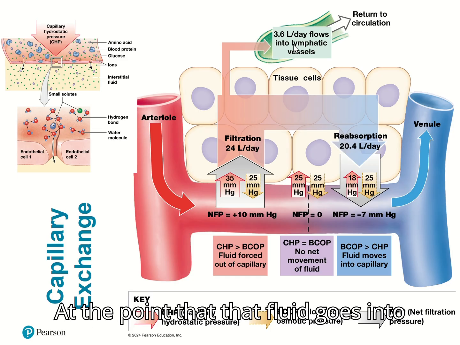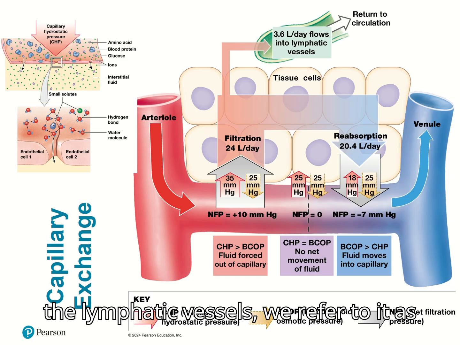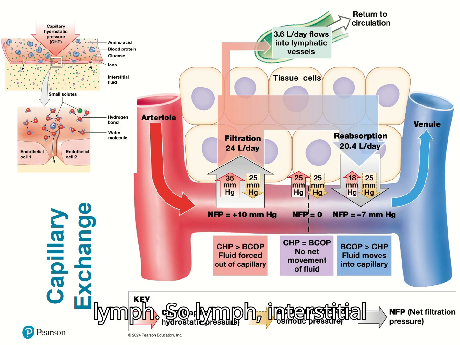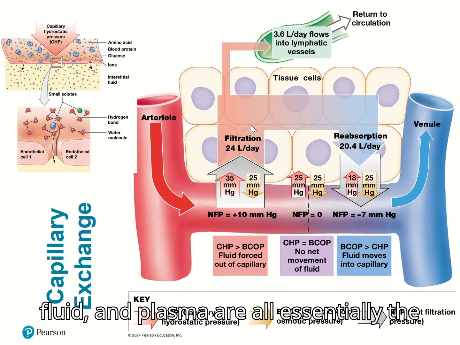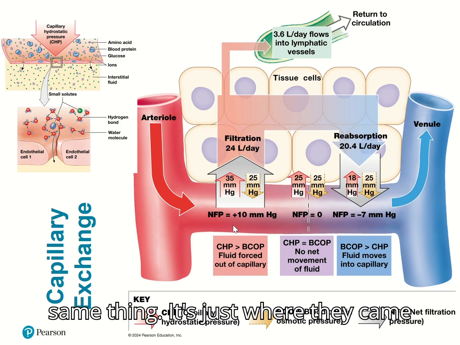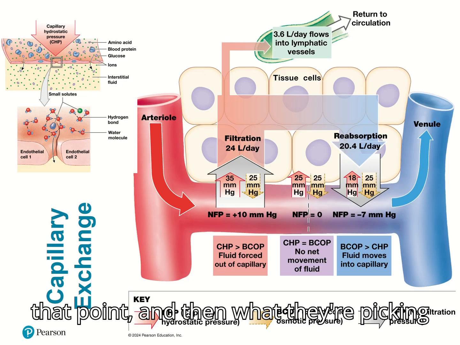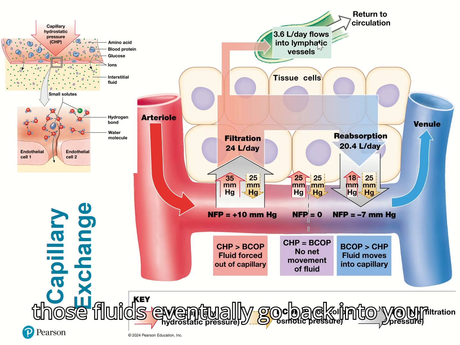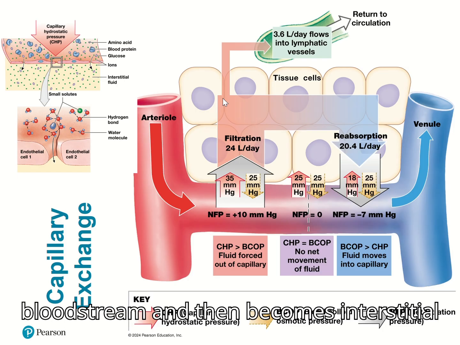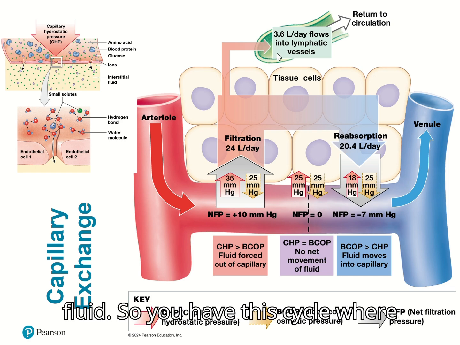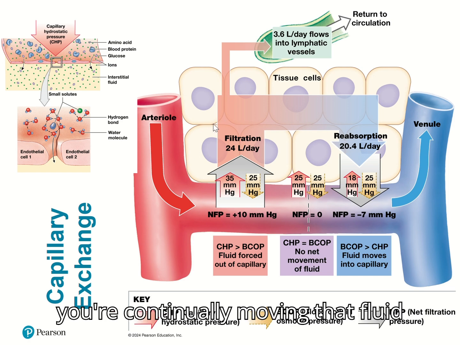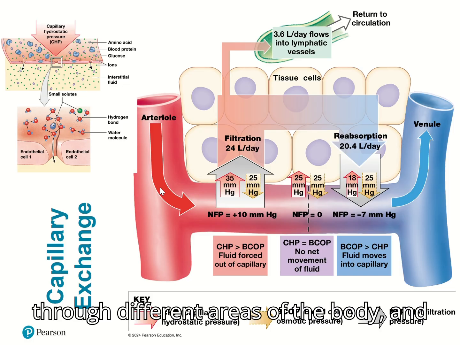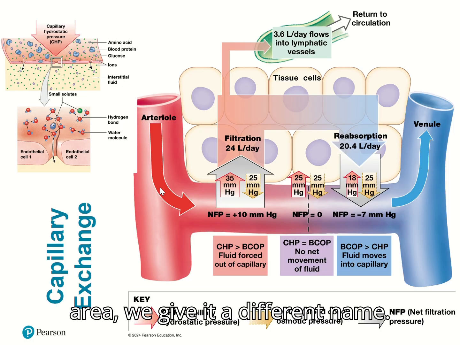At the point that the fluid goes into the lymphatic vessels, we refer to it as lymph. So lymph, interstitial fluid, and plasma are all essentially the same thing. It's just where they came from, where they're being housed at that point, and what they're picking up from those different areas. And all those fluids eventually go back into your bloodstream and then become interstitial fluid again. So you have this cycle where you're continually moving that fluid through different areas of the body, and every time it goes to a different area, we give it a different name.